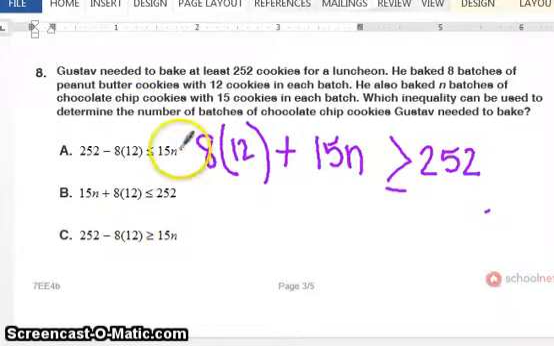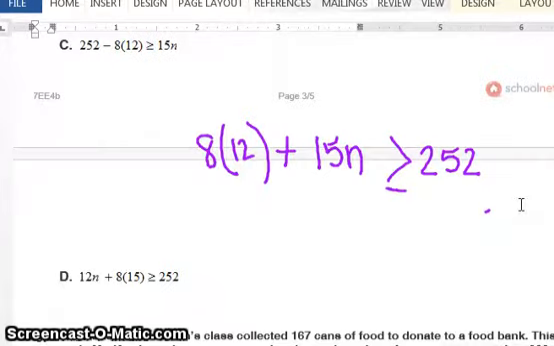So let's look at our choices. Subtraction is out. It's not like he ate that many cookies. We've got our variable on a different side there, so we may have to take a second look at that. Let's see what D says. It's got this 12 in the wrong place. It should be 8 times 12 for the peanut butter cookies. So D is wrong because it's got the 15 and the 12 in the wrong places.